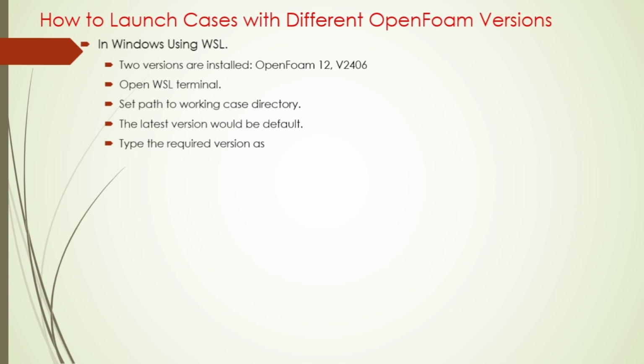Then if we want to launch the case using the other version, just type the command openfoam2406 and press enter. Then the path will be set to the OpenFOAM 2406 version, and we can launch the case using that version. Now let us test this using the Windows Subsystem for Linux terminal prompt.